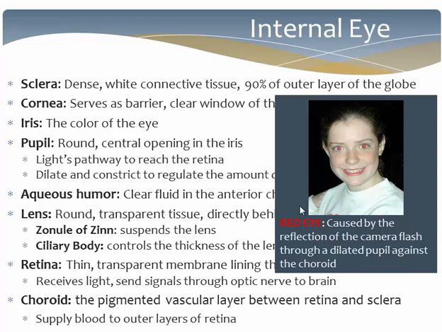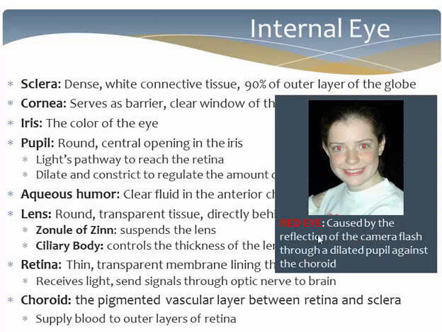So let's say you are about to take a picture in a really dark area, maybe at nighttime or in a really dark room. In this situation, your pupil is going to be really dilated because it's trying to take in as much light as possible. So when you take this photo, the camera flash is going to get reflected against the choroid layer because the pupil is way dilated, and now you're adding a lot of light to overwhelm that system.